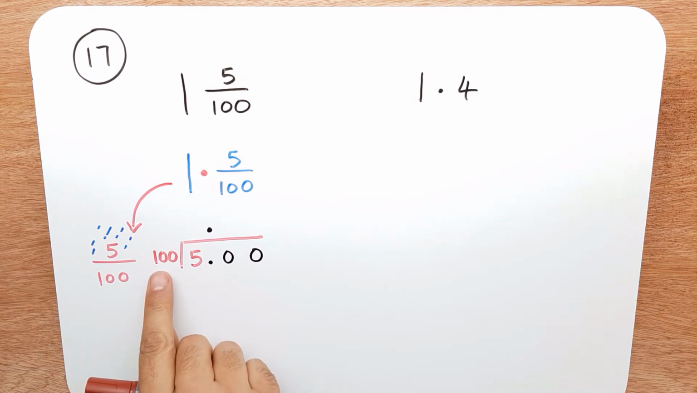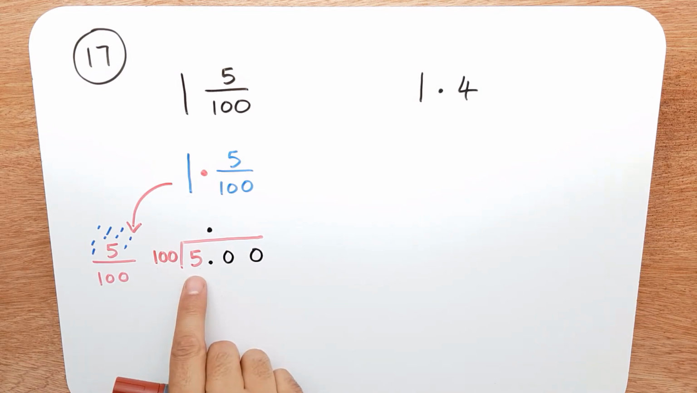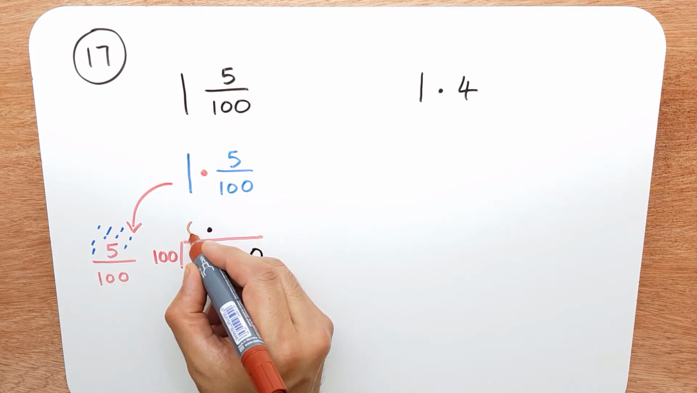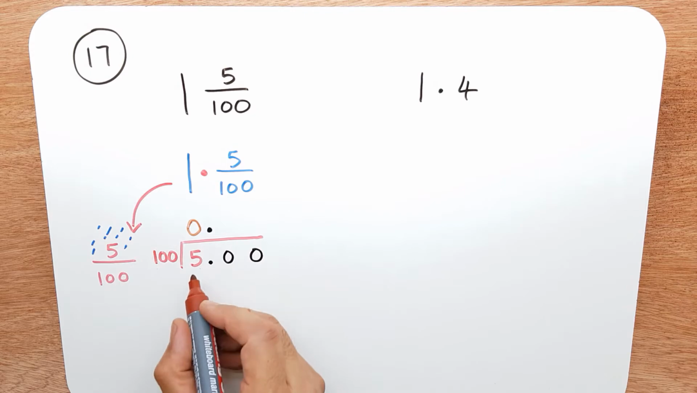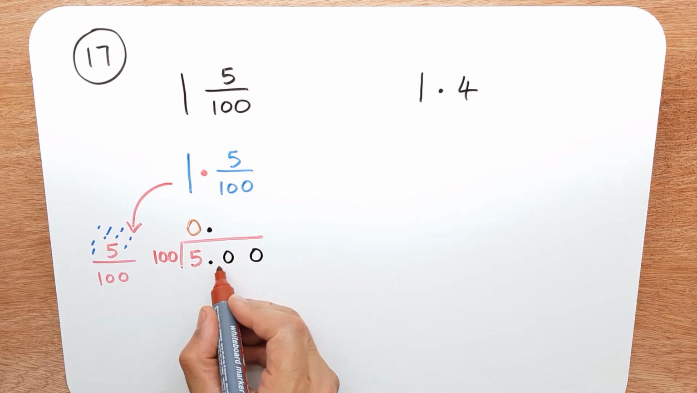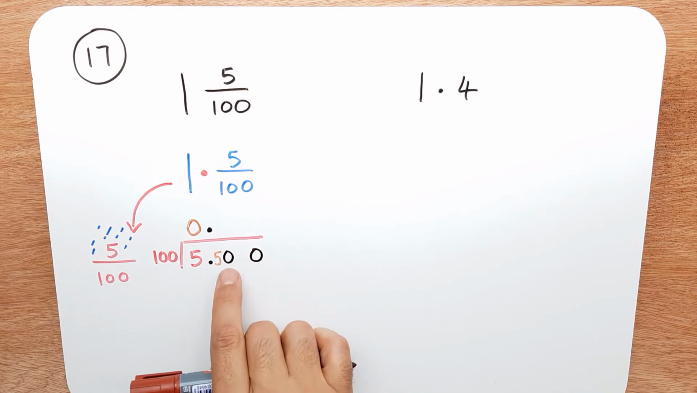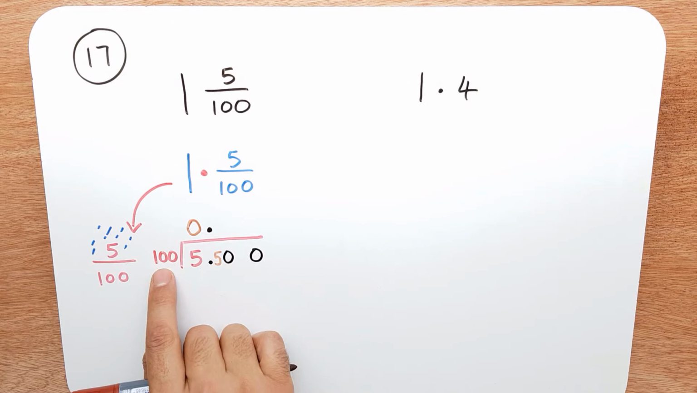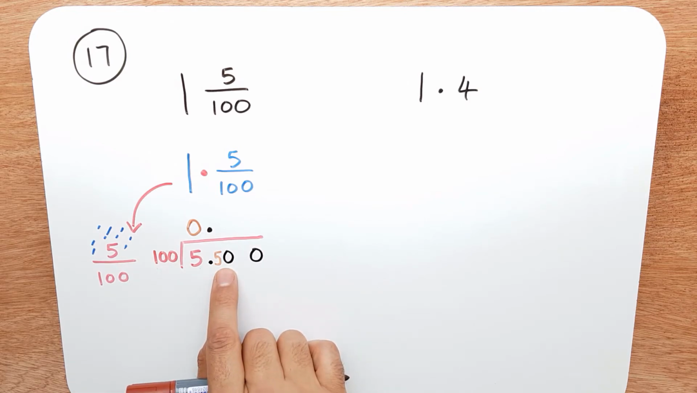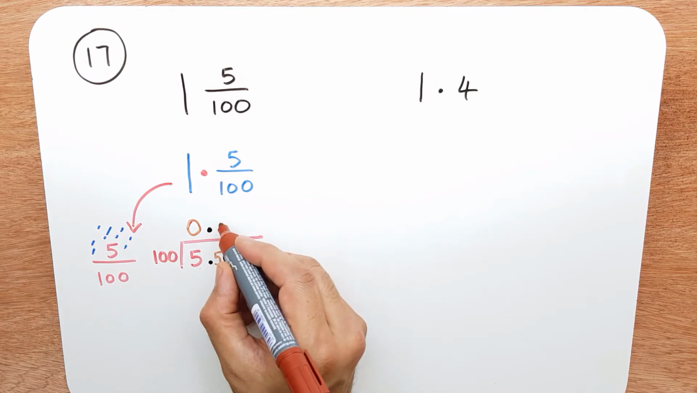Now the question is, how many 100s are there in this 5? There's 0. So what I'm going to do is carry this 5 over because it's like a remainder. So I have 5 there. So this 0 now becomes 50. How many 100s can I get from 50? I've not got enough, so I got 0.